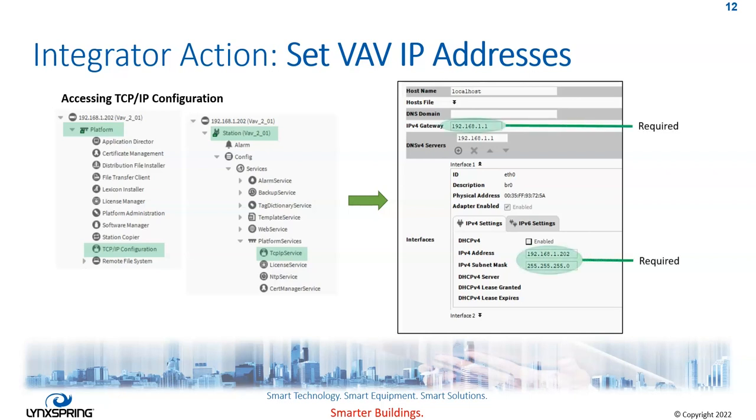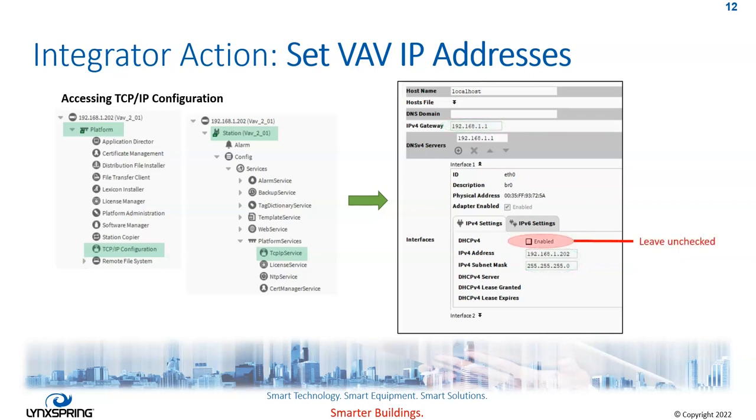Now, three things are required for the Edge VAV. While we always need an IP address and a subnet mask, we will always need a gateway, even if we don't use it. The gateway is 100% required for the Edge VAV controller.